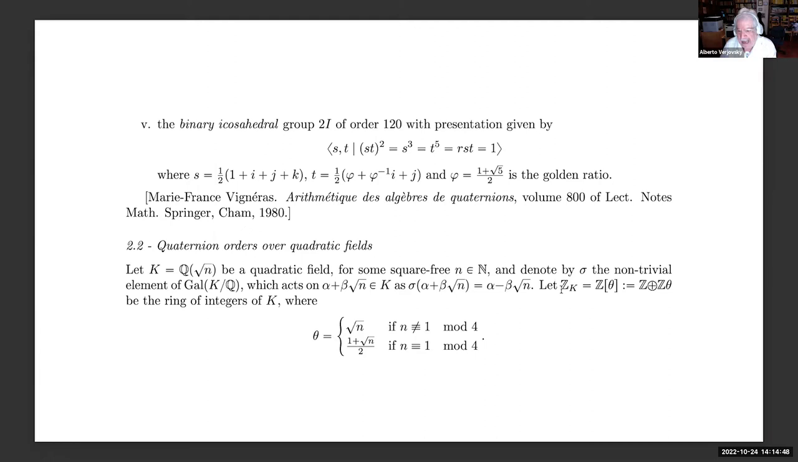And this beautiful field has a ring of integers, which we usually call calligraphic O_K, but we call it, in the more modern notation, Z_K. And this as a group is Z[theta], which is isomorphic to Z plus theta Z, where theta is either the square root of n or one plus the square root of n over two. So our numbers are an integer plus an integer times the square root of n, or an integer times one half. This dichotomy depends on whether n is congruent to one mod four or not.